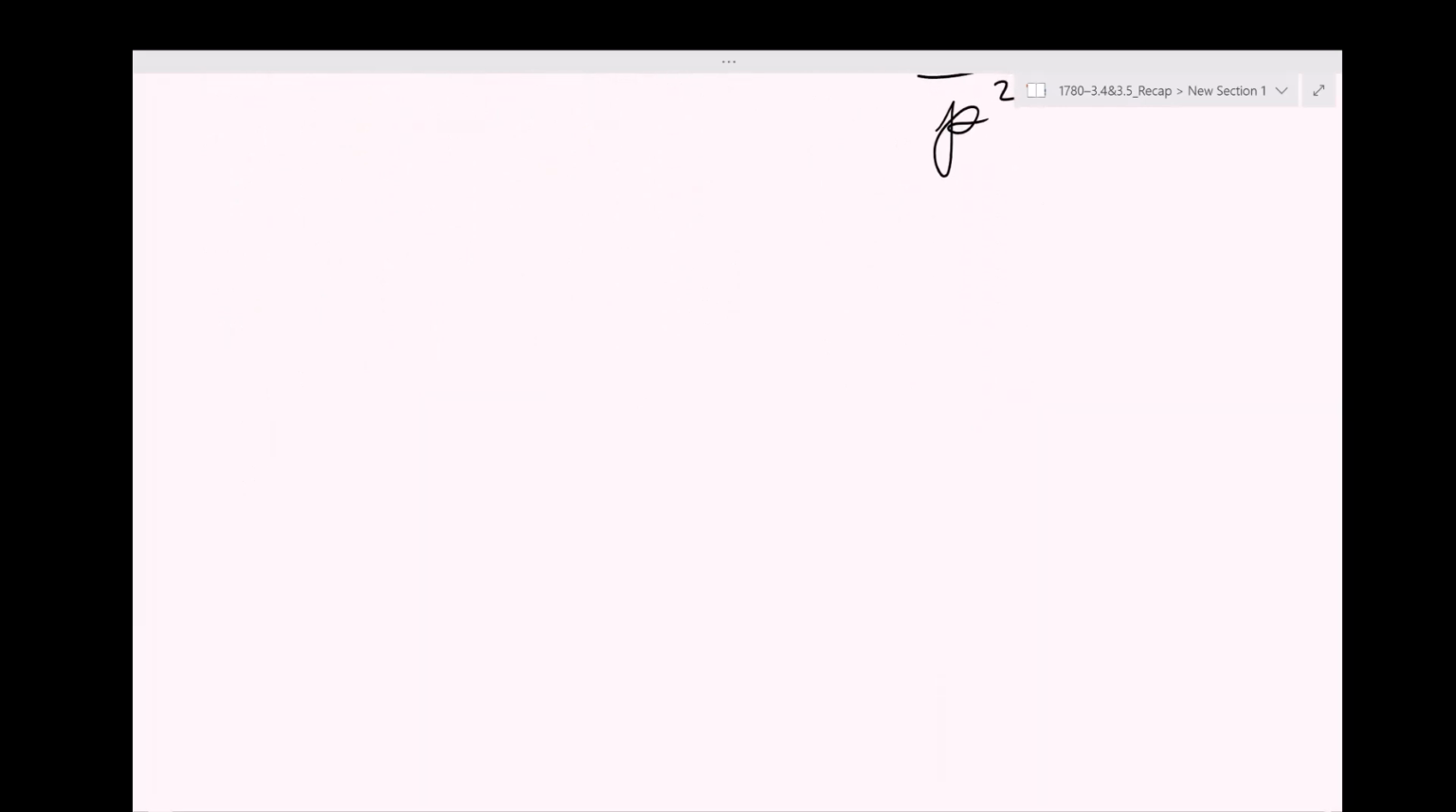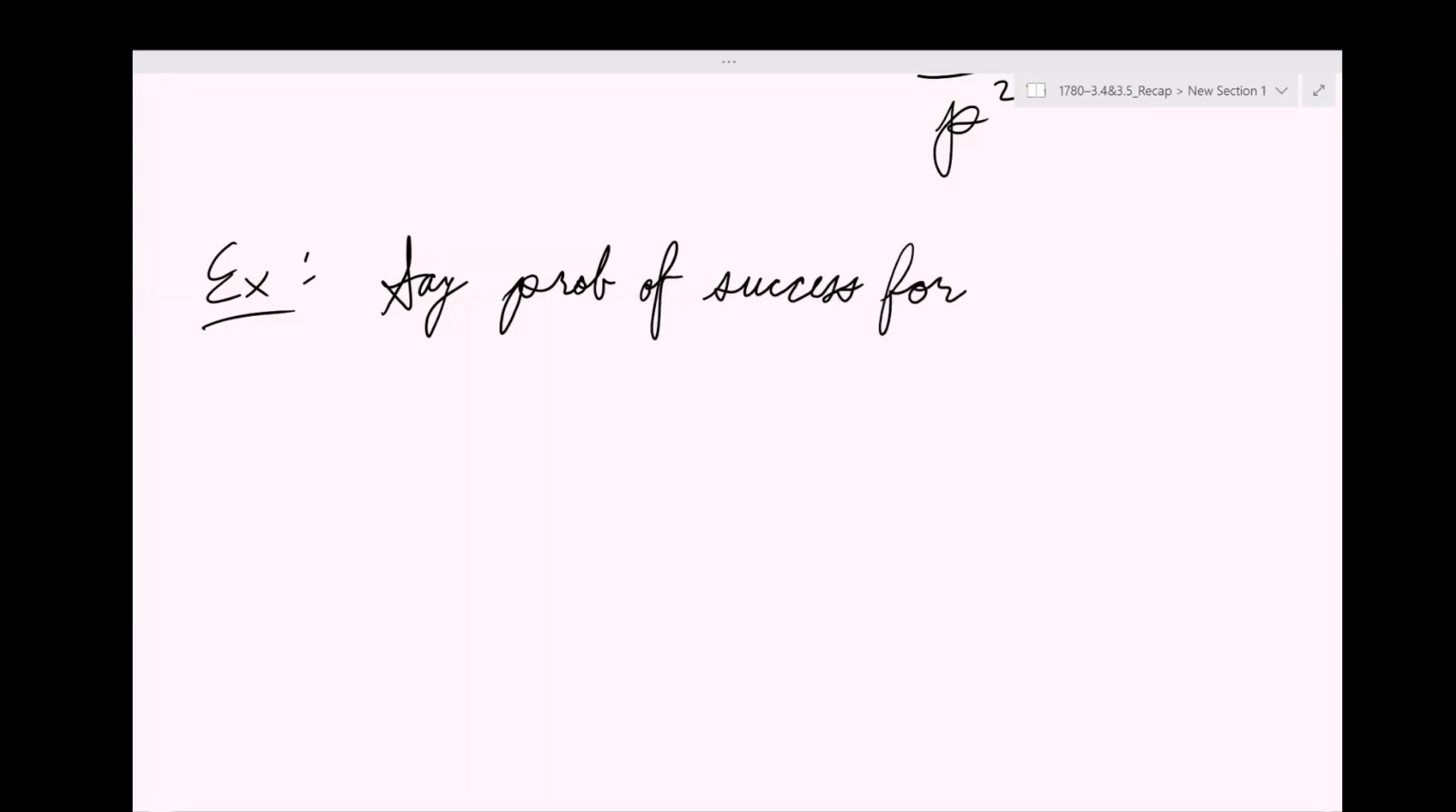Now again, it can be a little bit tricky to use a negative binomial, so let's do an example of that really quick. Let's just make one up real quick. Say the probability of success for each trial is 0.7. We'll just do that again.